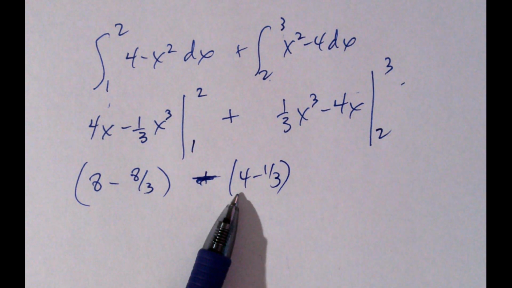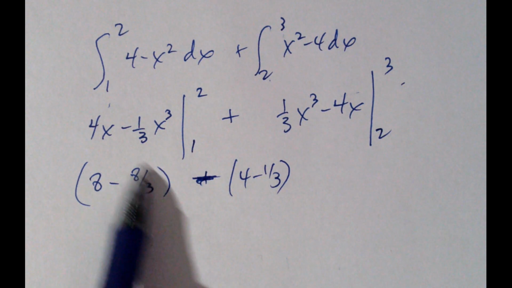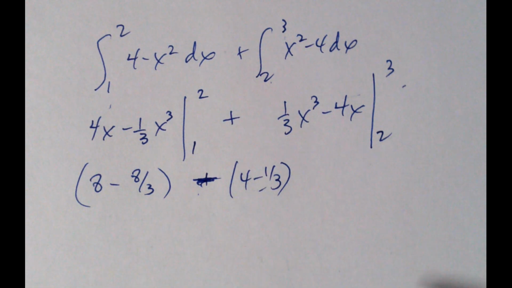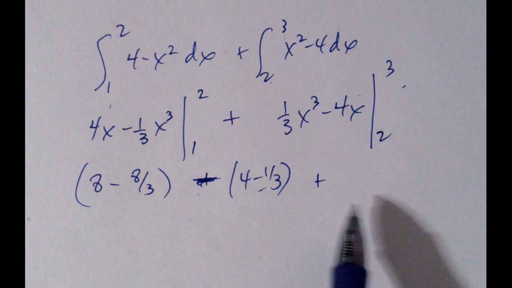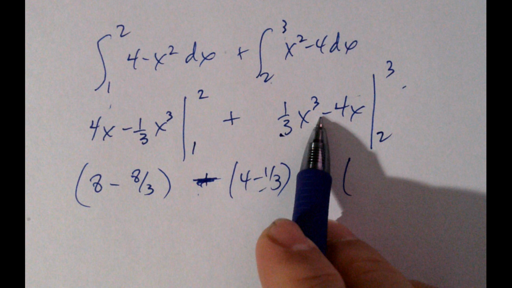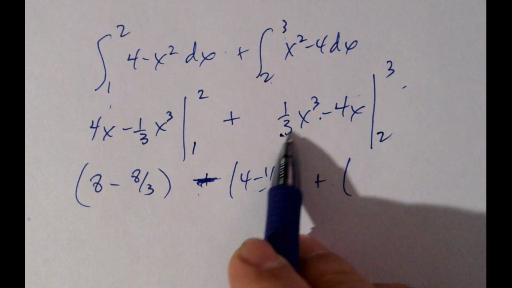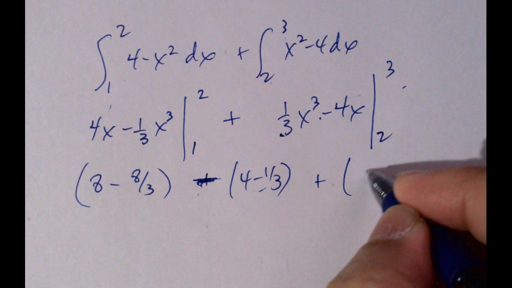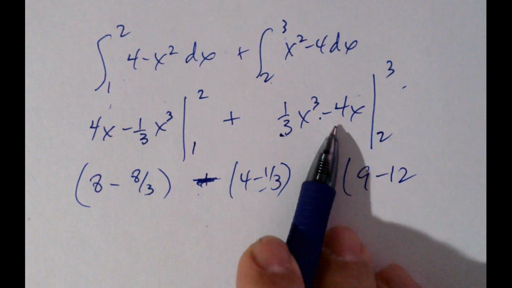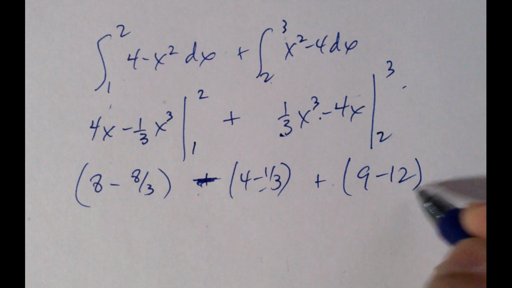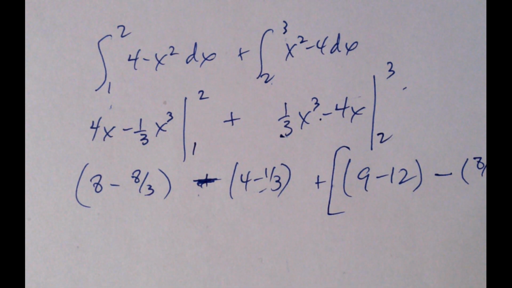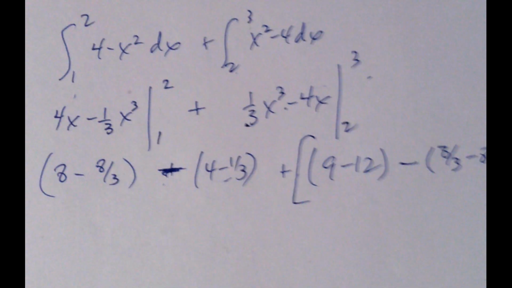All right, plug in. So I plugged in 2 into here and got this expression. Minus, plug the 1 into there and got that expression. All right. Plus, now plug 3 into there. So that's going to be 1/3 of 3 cubed. 1/3 of 3 cubed is 9. Right, 3 cubed is 27 over 3 is 9. Minus 12, right? 4 times 3 is 12. Minus, and then 2, that's 8/3. Minus 8. All right.